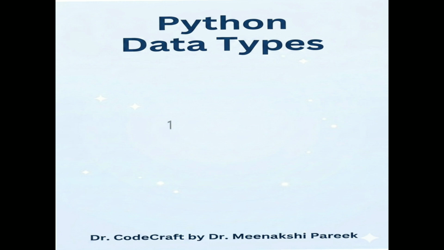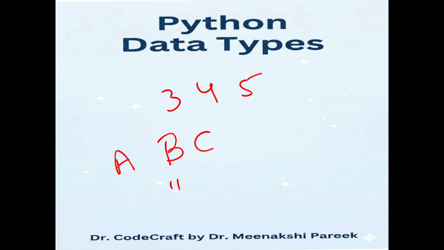In the real world, we have different types of data like 1, 3.14, a code craft. These are the real world data. Suppose in the real world we have 3, 4, 5, then we have B, C and CAT, and we have true, then we have false.